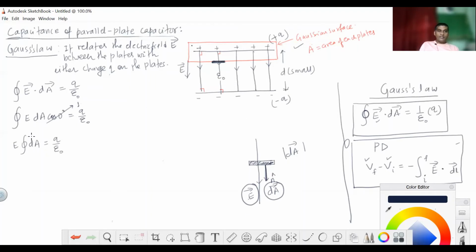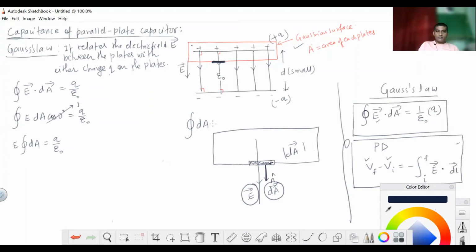Now, if we integrate throughout the closed surface, because dA is a part of the Gaussian surface. If we integrate throughout the Gaussian surface, because dA is an elemental area or a small area of a Gaussian surface, then we get the total area of the Gaussian surface.